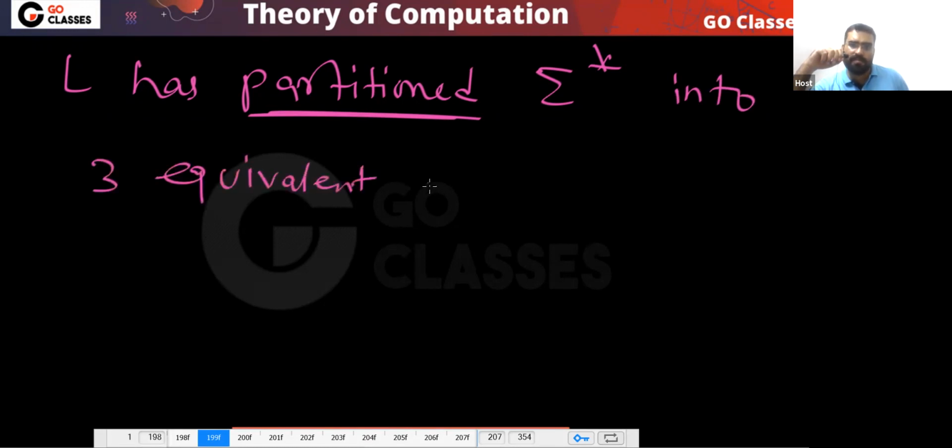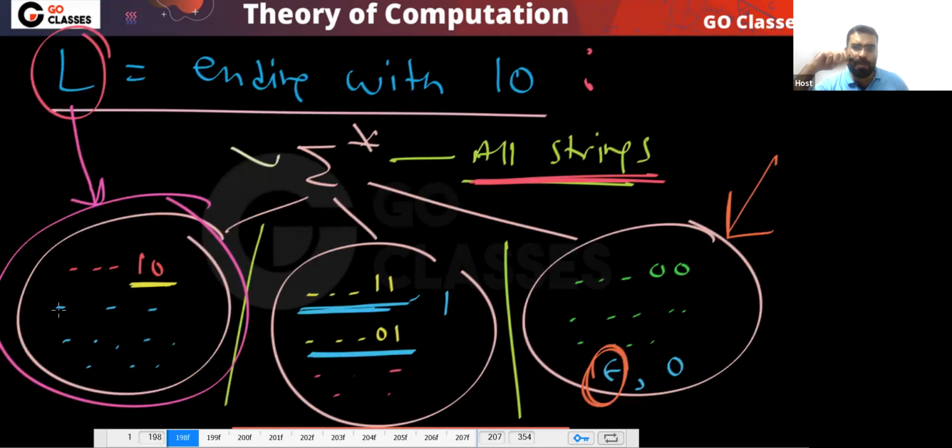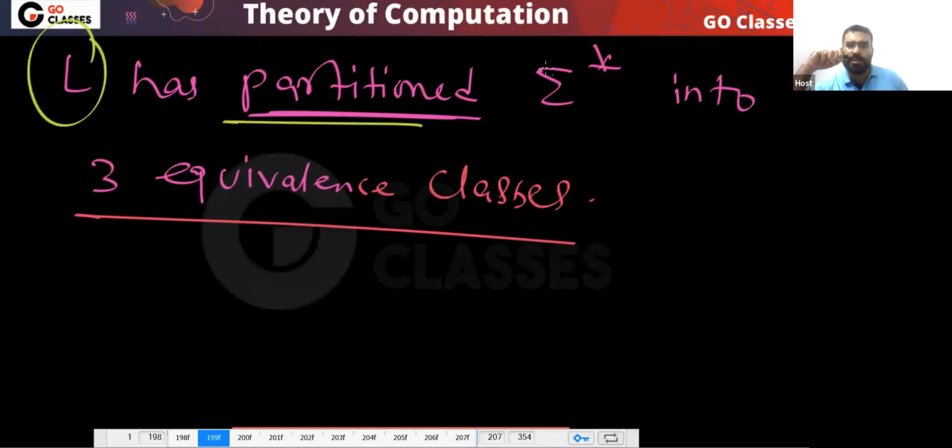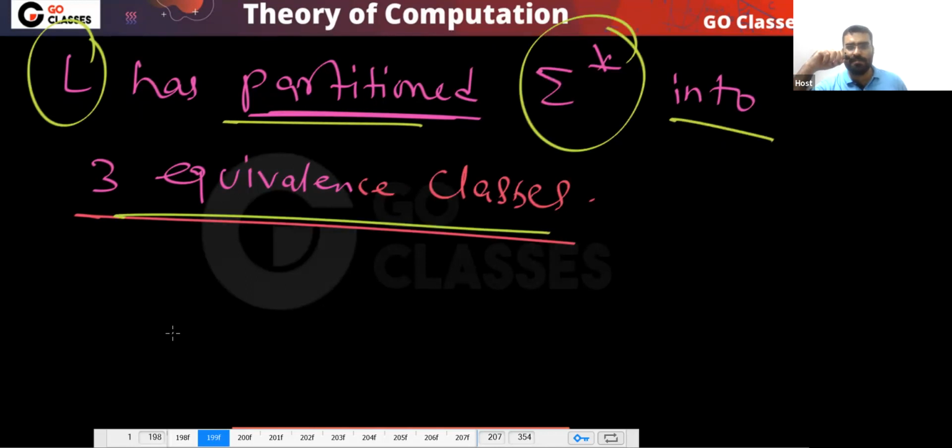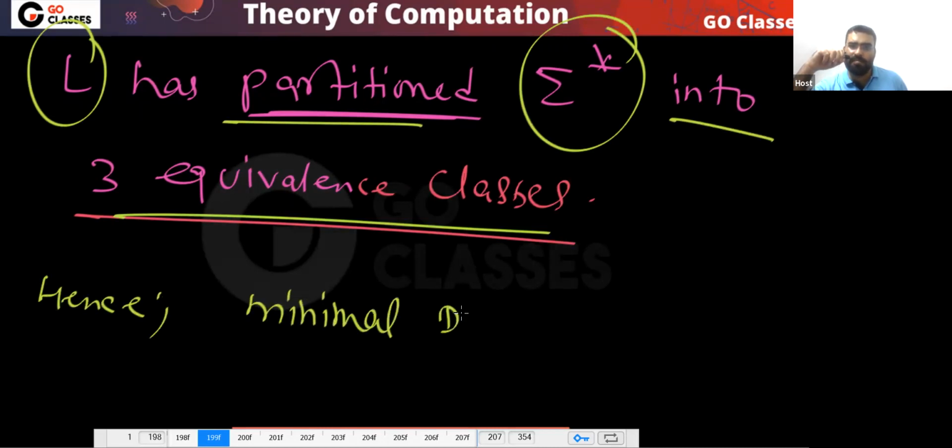Can you notice, this L has partitioned sigma star into 3 equivalence classes, because within each class every two strings are equivalent. This and this, they are equivalent. So L has partitioned sigma star, all the strings, into 3 equivalence classes. Hence the minimal DFA for L has 3 states.